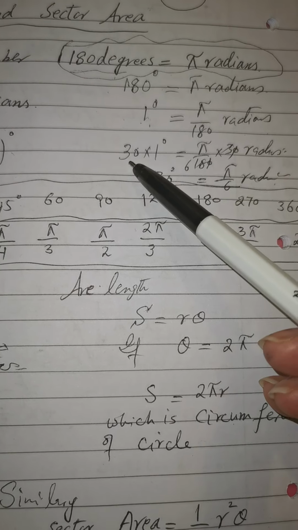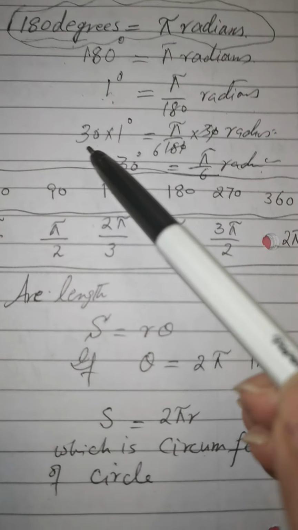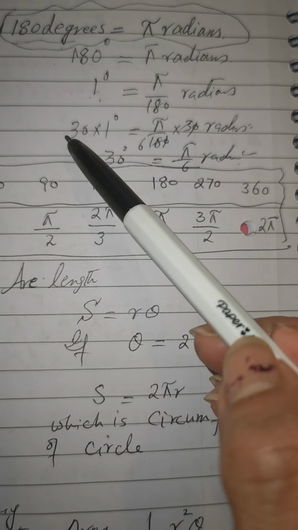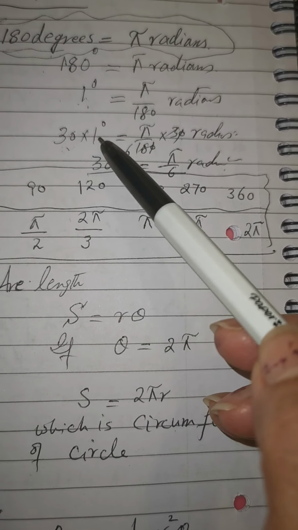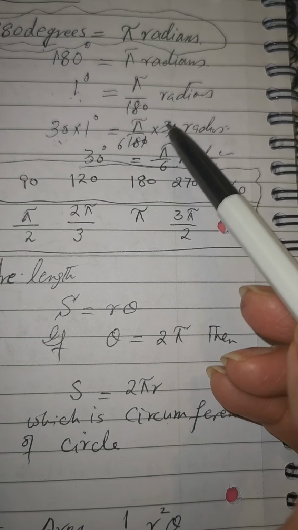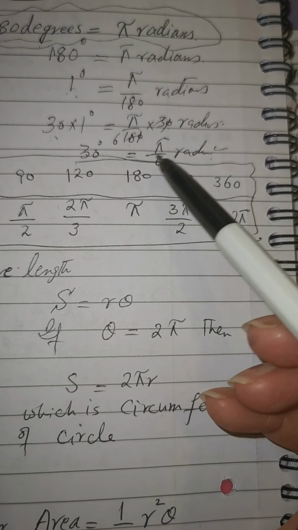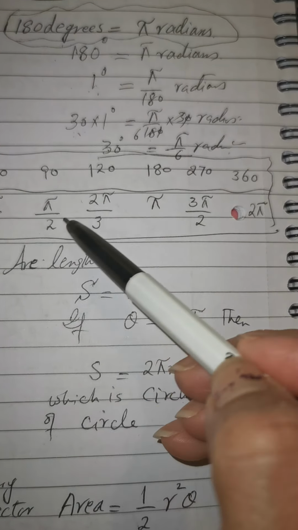If we have to convert, for example, 90 degrees into radians, then I will multiply both sides by 90, right? Here it will be 90 degrees, and 90 and 180 will cancel each other, and they will give you pi by 2 radians. So pi by 2 radians, this table is formed in this way, right?